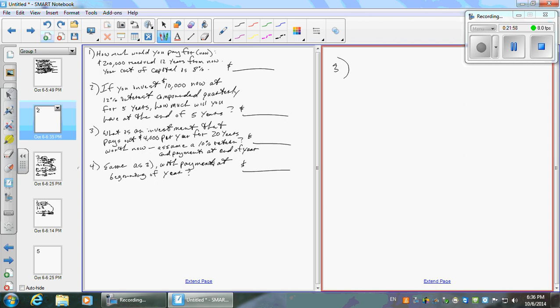An annuity. Why do you think it's ordinary? Because the payment is at the end. When we do number 4 here, when's the payment? We just turned it into a what? Annuity due. Okay, which one has more interest?